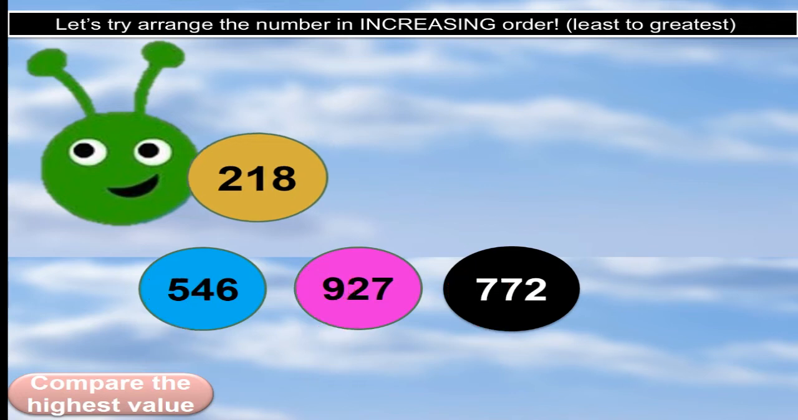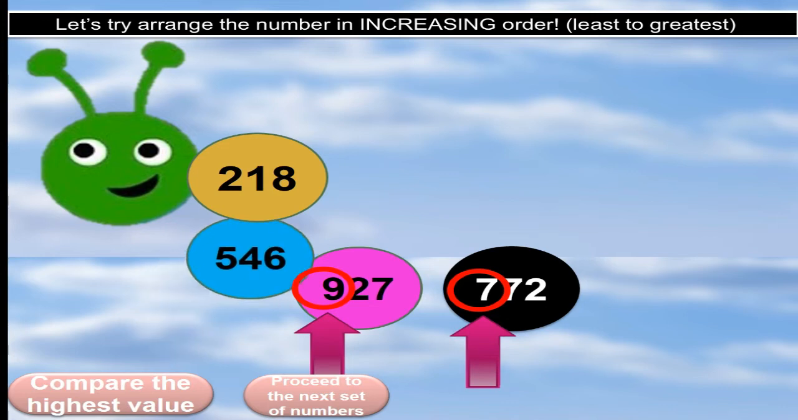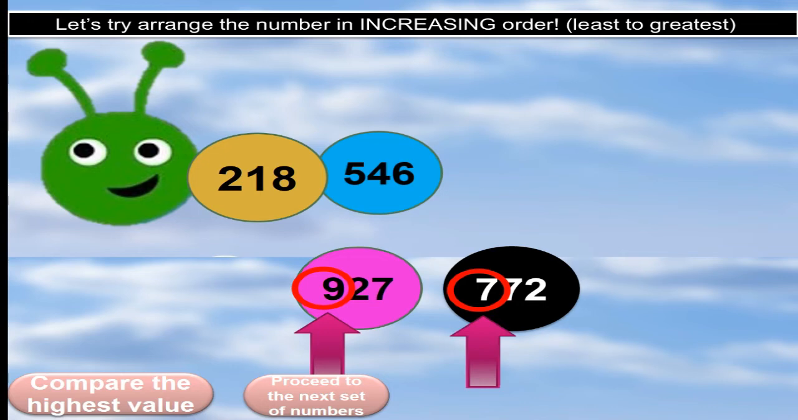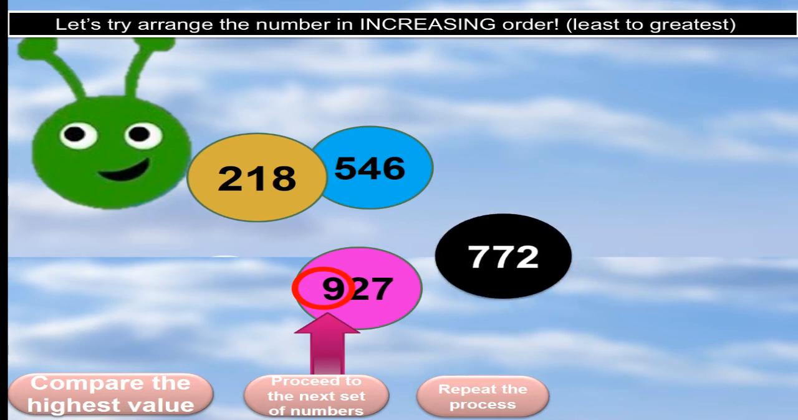Next, we will proceed to the next set of numbers. We will again compare 5, 9, and 7. And the smallest number is 5, so 546 is the next number. Then, we will again repeat the process. So we will compare 9 and 7. Since 7 is the smallest, then it would be the next number.